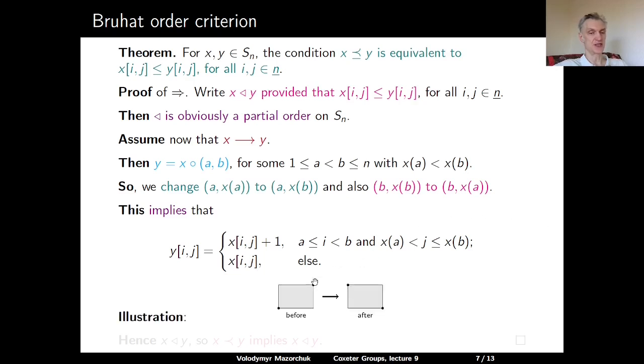So here's the illustration. We have the points a, x of a and b, x of b, and we get a, x of b and b, x of a. And whatever is in this gray region falls into the first case, and everything else is the second case. But then we clearly have that x triangle y, and so because triangle is a partial order and arrows generate the Bruhat order, we see that the Bruhat order implies a triangle order. So we have proved one implication.